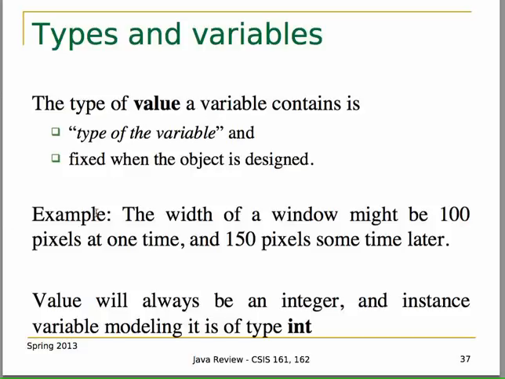Okay, the type of value a variable contains is the type of the variable. So an int only contains ints. It's fixed when the object is designed. So when you say int i, it's fixed. You can never change it. Even if you use parentheses to cast, you're not going to change the type of the variable. So int i always remains an int. So the width of a window might be 100 at one time and 150 another time, but it will always be of type int.